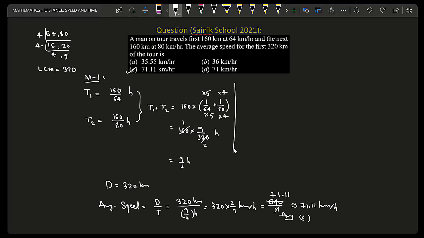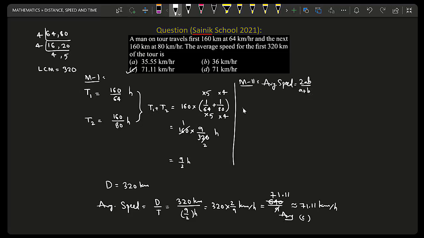Now let us see method number two. How easily we'll get it if you use the shortcut. Why are we able to use the shortcut, Abhiday? Because the distances are same, right? Yes, sir. Now this 64 kilometers per hour you can call A, and this 80 kilometers per hour you can call B. Then you use 2AB by A plus B, right? Yes. So average speed is 2AB by A plus B.